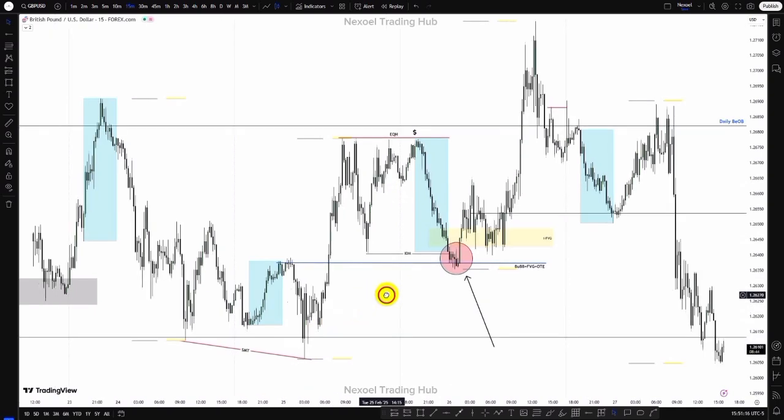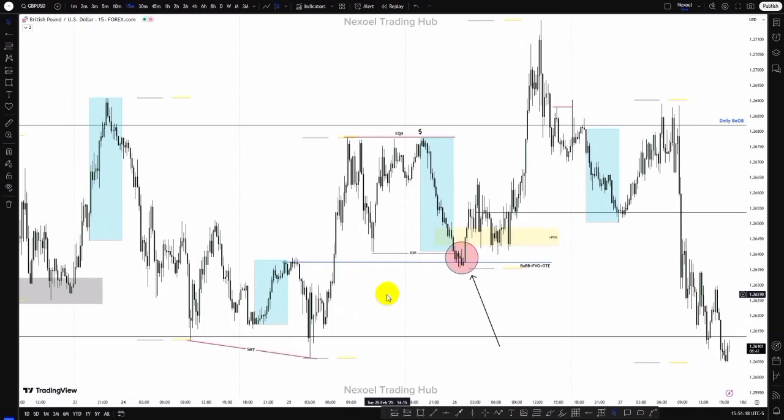So guys, this is just a very quick one. I didn't go into details like trying to look at the entry patterns. I just wanted to give us a review from a higher time frame perspective.